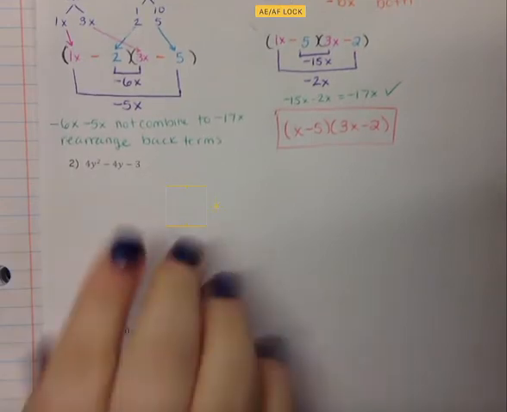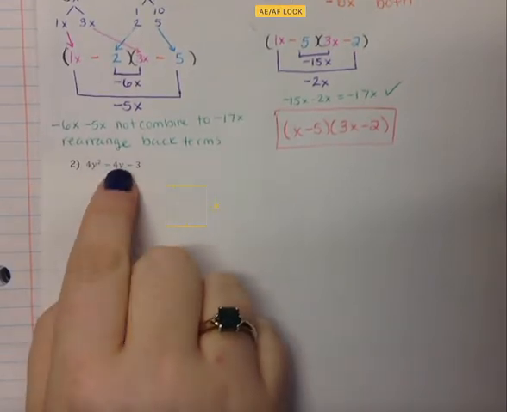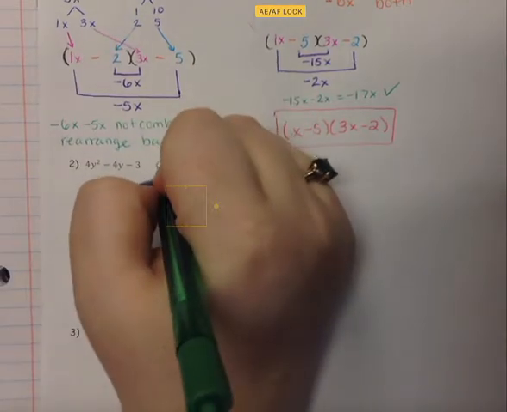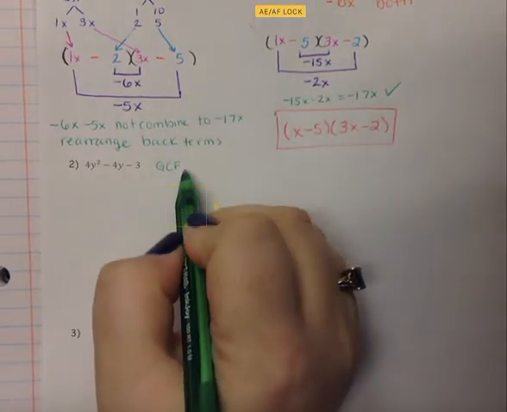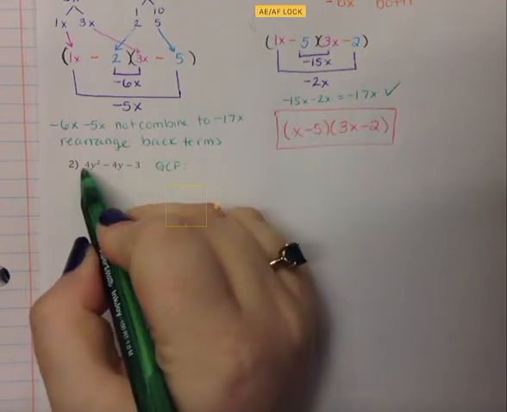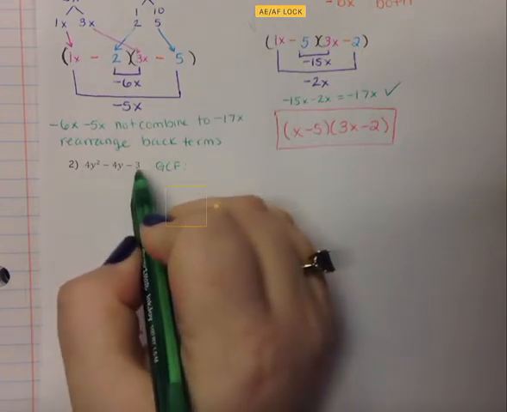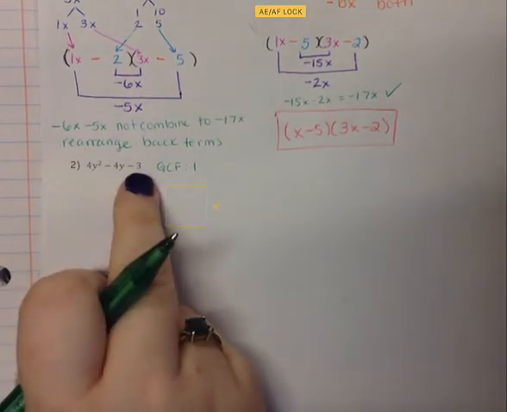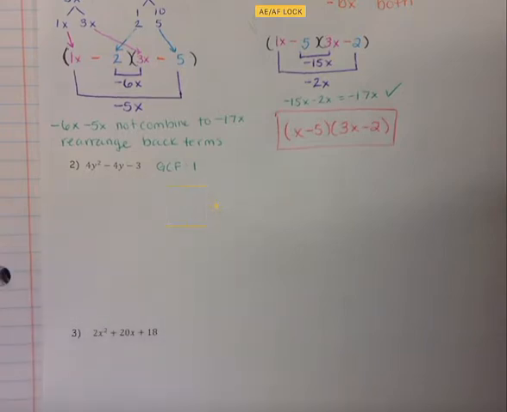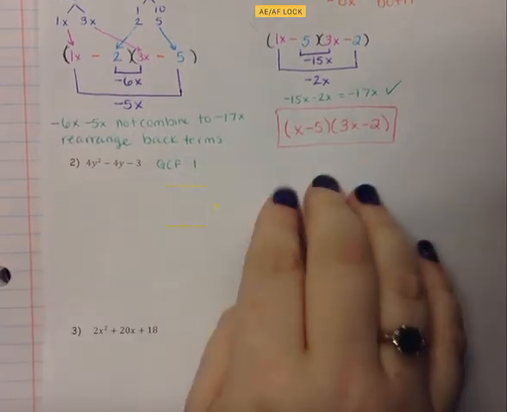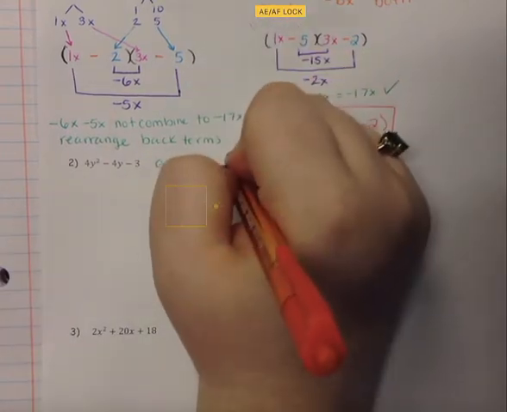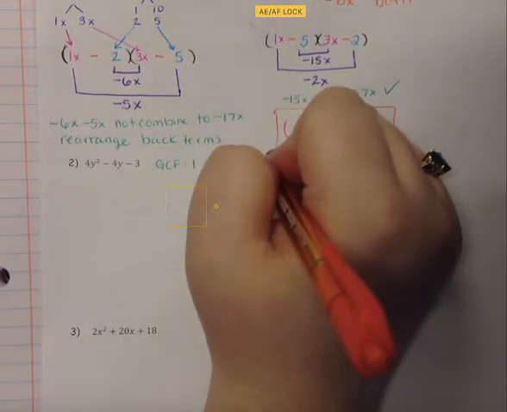So let's do another one. 4y squared minus 4y minus 3. First thing we look for is our GCF. Smallest number is 3. 4 cannot be divided by 3. Factors of 3 are 1 and 3, so the GCF is just going to be a 1. They don't all have a y, so GCF is just 1. Now before I actually keep going, I can go ahead and say stuff about my signs. So I can do that before I even begin.